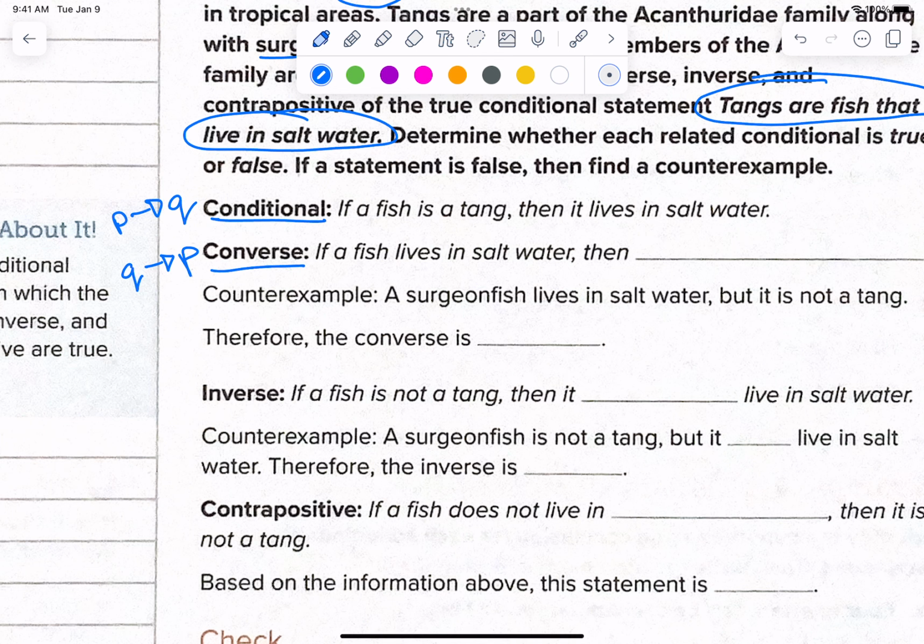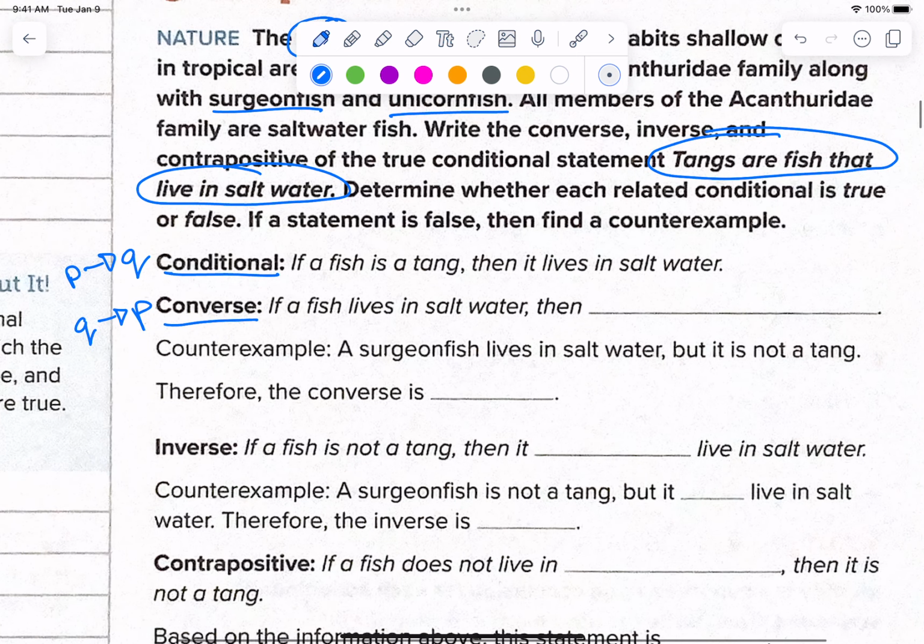All right, so let's do those 2 first. Tangs are fish that live in salt water. So they have said if the fish is a tang, then it lives in salt water. That's how they've interpreted that. Okay, and we usually assume that the conditional statement is true. So if it's a tang fish, it lives in salt water. We can gather that from the paragraph above. That is true. So if we're doing the converse and we're flipping those around, we're doing this little whoop-de-doo thing. If the fish lives in salt water, then what?